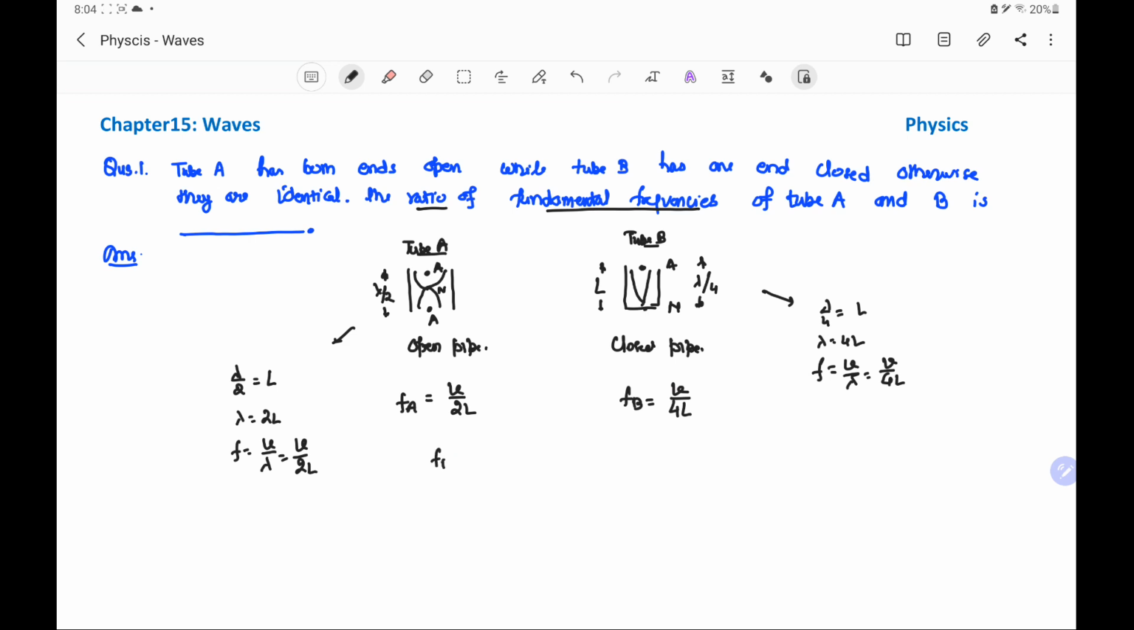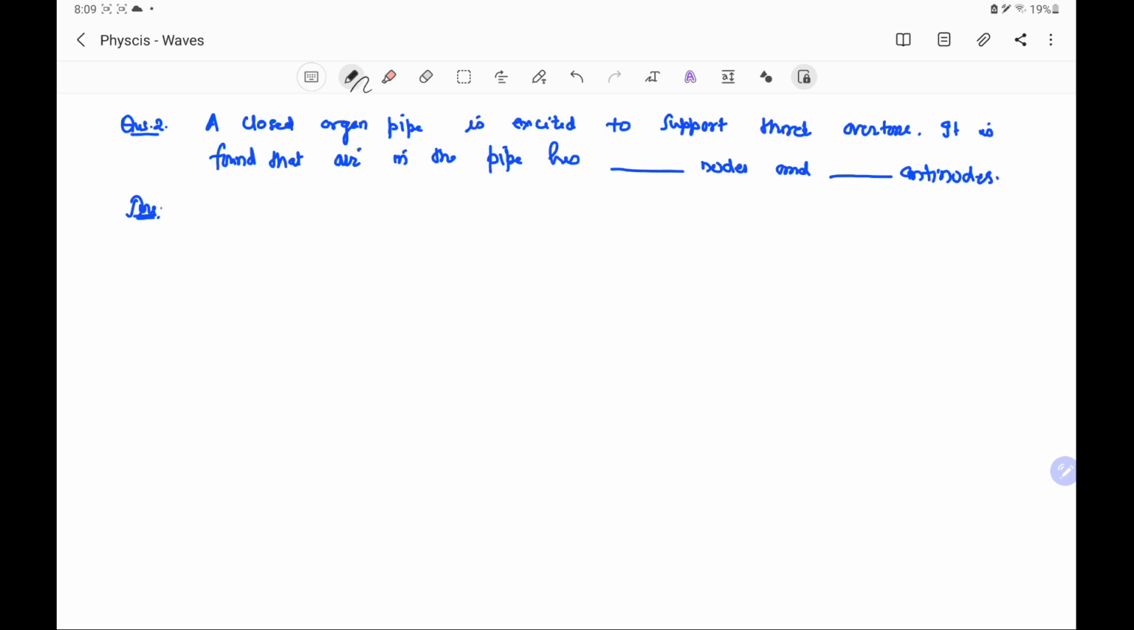Therefore, the ratio of fundamental frequency of tube A and tube B will be equal to V by 2L and V by 4L. Because V by L is common, so we can write it as 1 by 2, 1 by 4. And on multiplying by 4 on both the terms of the ratio, we will have 2:1. So ratio of the fundamental frequencies of A and B is 2:1. This is the answer.